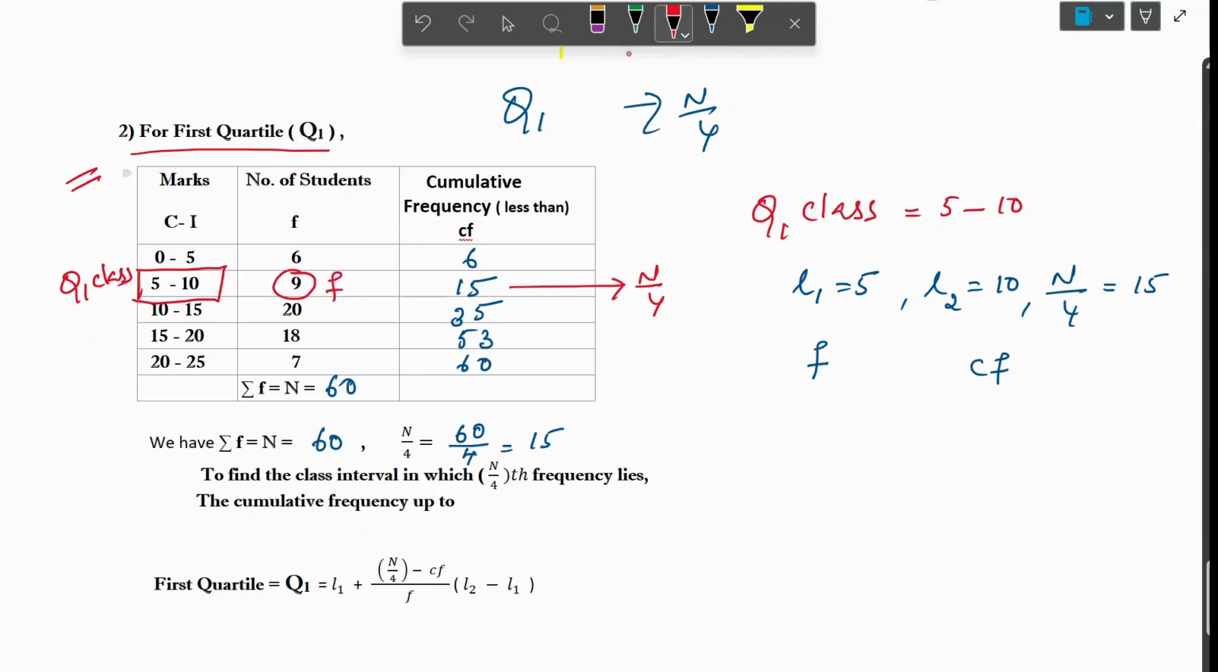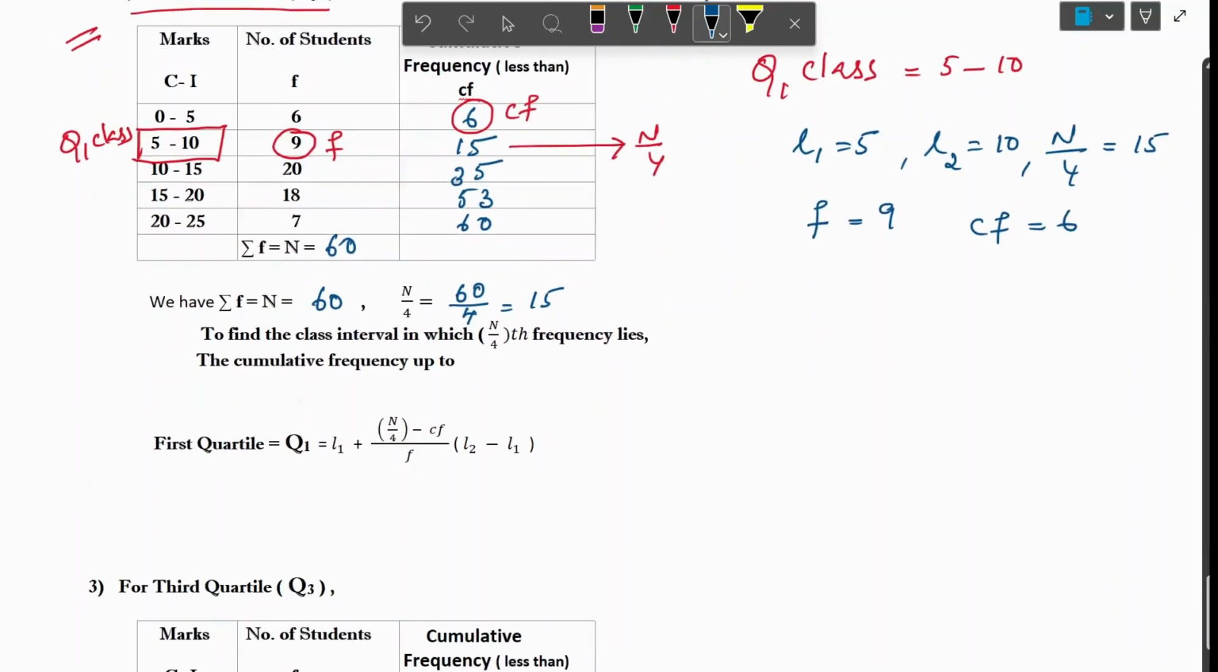In the examination also, just mark it here with pencil, then you won't make any mistake. And what is CF? CF is the cumulative frequency just above that Q1 class. That means here 6 is that frequency. Therefore, this is CF. Now I'm just writing F equal to 9 and CF equal to 6. We have completed our information. Now we can substitute in the formula.